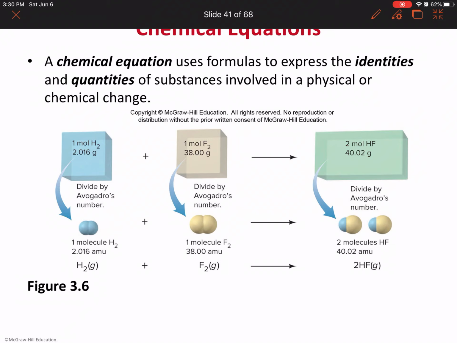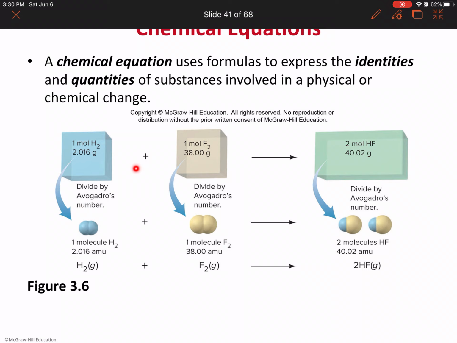Hello everyone, here we are again back to chapter 3. In this section we're going to learn about chemical equations, how to write the equations and how to balance the equation. Okay. A chemical equation uses formulas to express the identities and quantities of substances involved in physical or chemical change.